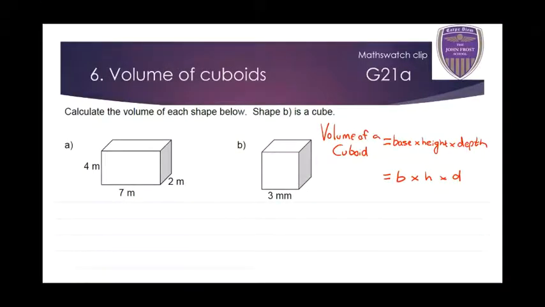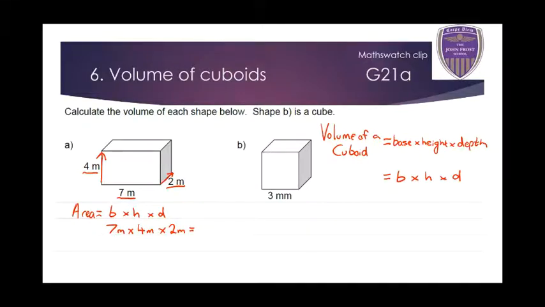So the volume, we said, was base times height times depth. The base is the bottom distance here, so I'm going to call that the base, so that's 7 meters. The height is the distance vertically up. I'm going to call that the 4 meters because that's the distance going straight up. And the depth is how far the shape goes back, and that looks like the 2 meters is the depth. So I've got my 3 numbers now, and we just need to multiply them together.